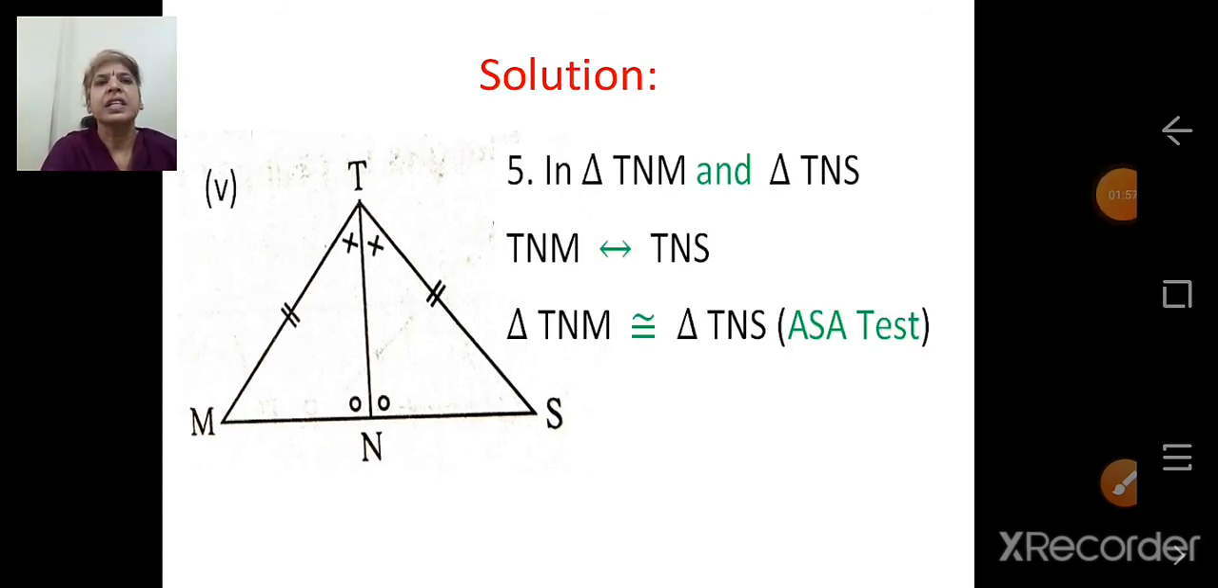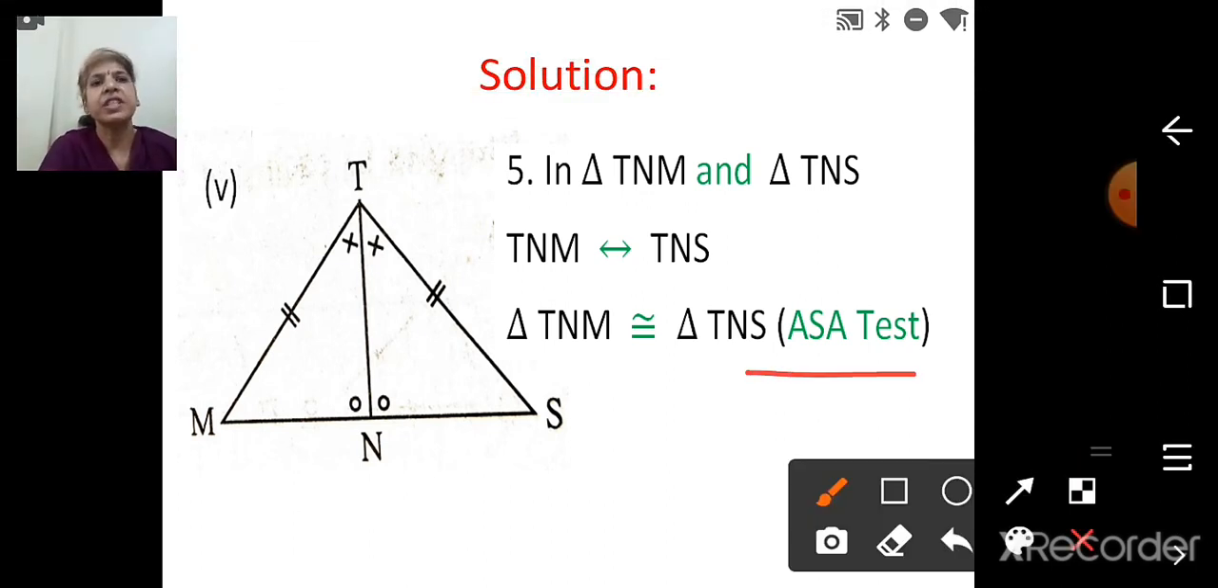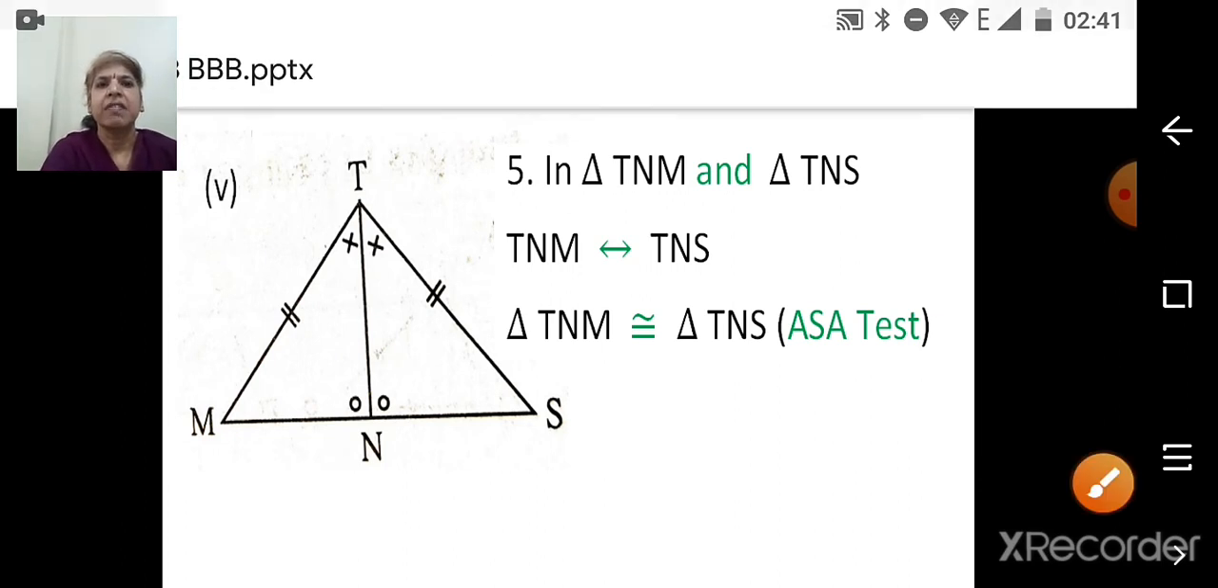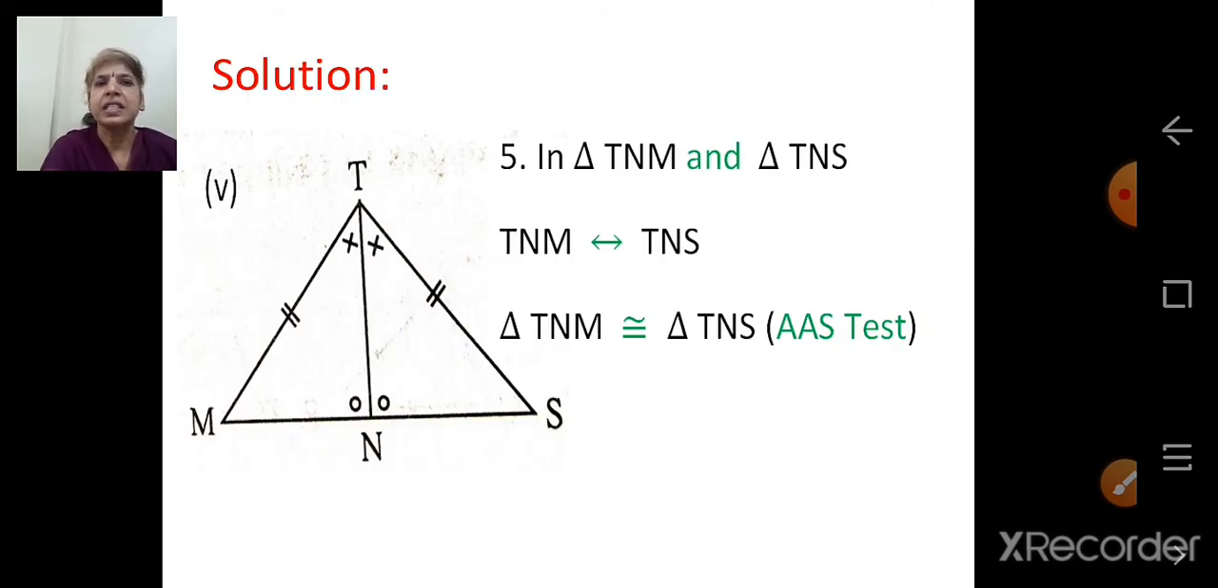In triangles TNM and TNS, the same correspondence we have taken. So TNM corresponds with TNS. Triangle TNM is congruent with triangle TNS with which test? ASA, angle, side, angle, ASA test. First I have shown you all the tests separately. So another test we will write the same way. In triangles TNM and TNS, correspondence is TNM corresponds to TNS.